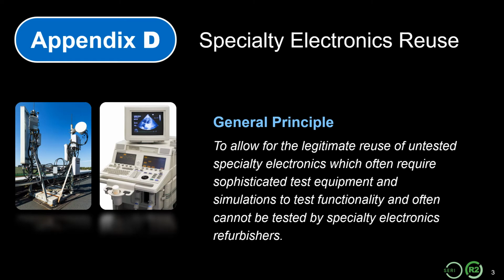Appendix D details the requirements for the verification of specialty electronics for reuse, where full functionality testing of the equipment is not possible. These requirements apply to R2 facilities that specialize in the management of highly sophisticated and specialized electronic equipment. The general principle for Appendix D is to allow for the legitimate reuse of untested specialty electronics, which often require sophisticated test equipment and simulations to test functionality, and often cannot be tested by specialty electronics refurbishers.